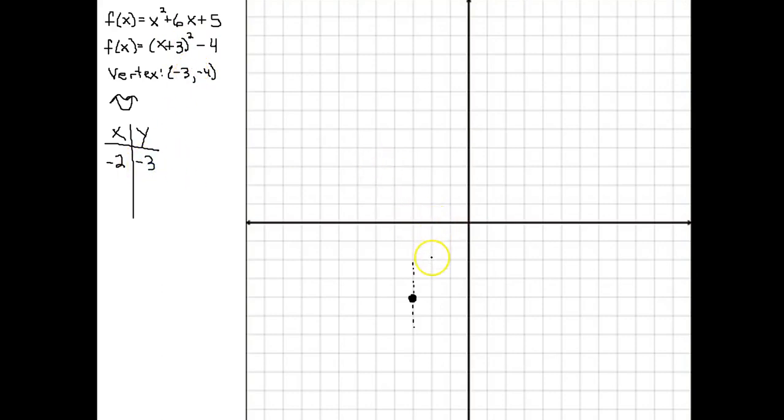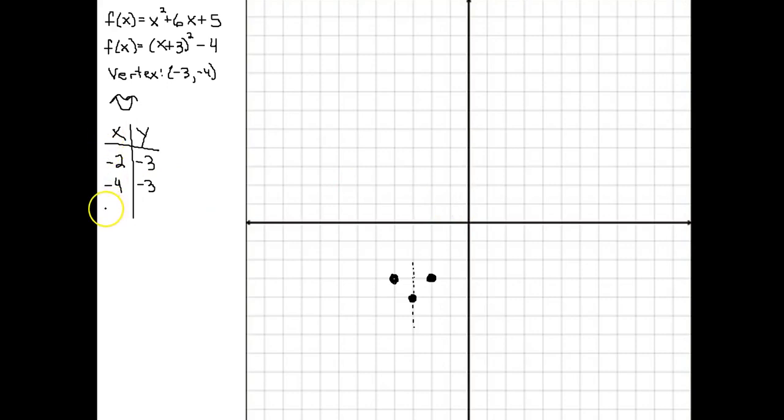So -2, -3. Well, once I know that -2, -3 is a point, I also know that -4, -3 is going to be a point, because I can reflect across this line of symmetry here. If from this line I go 1 to the right, then I can also go 1 to the left from that line and get another point.